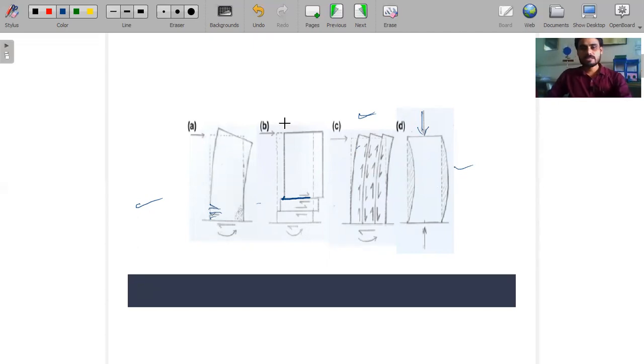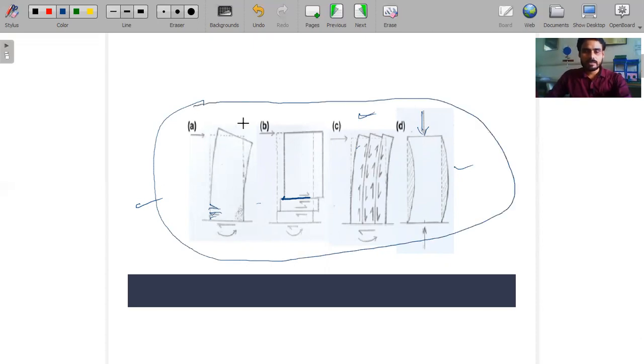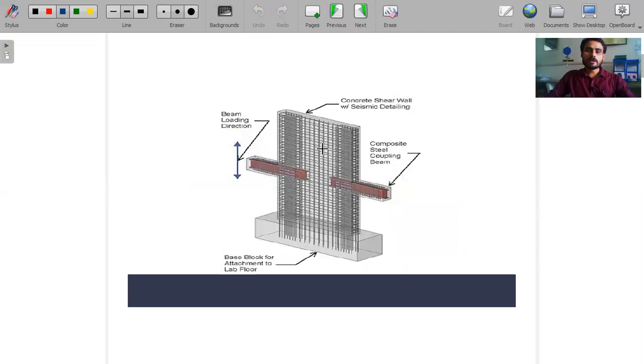So these are the basic general patterns of failure of a shear wall. At the time of design, we will keep in mind all the patterns in which the shear wall can fail. If we talk about the reinforcement detail, in general shear walls the reinforcement is placed like that. There is a base or footing for the shear wall, which has its own separate reinforcement, and that is the main shear wall.